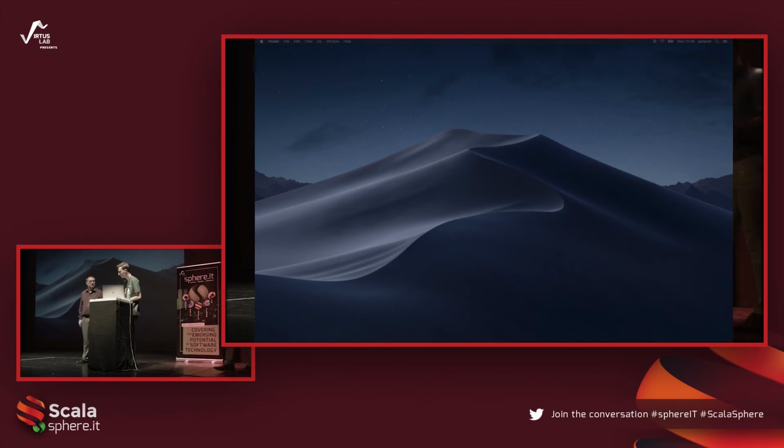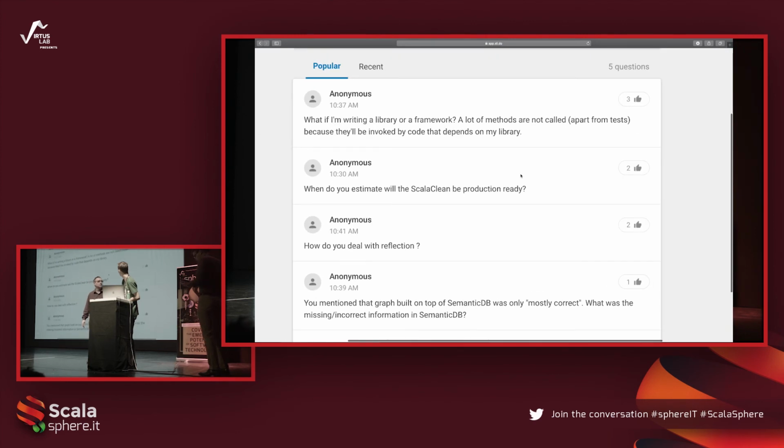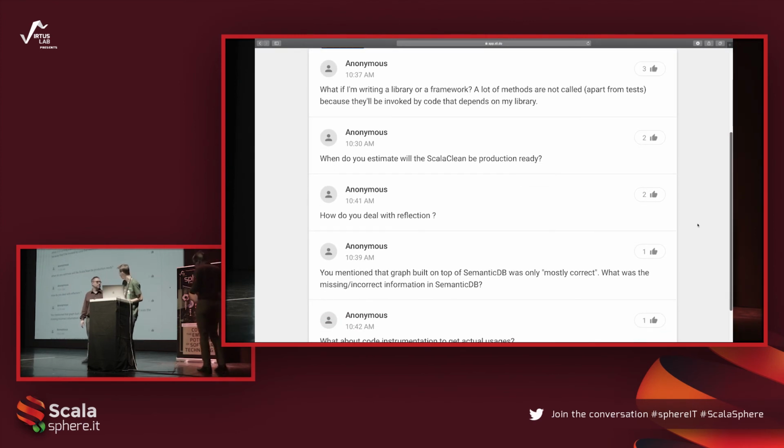So about the questions, someone's asking, what if I'm writing a library or a framework? A lot of methods are not called apart from the tests, because they'll be invoked by code that depends on my library. Yes. I think I did cover this at one point. What you're going to need to do as a library author is annotate your public interface. Whether that's at the class level, where you can say with a regex that this class is alive and anything it refers to is alive, or putting annotations in the code. I'm really open to discussion about the best way of representing this for library authors. So please come and grab me afterwards to discuss, because I have a bunch of ideas and I don't know the best way of doing it.